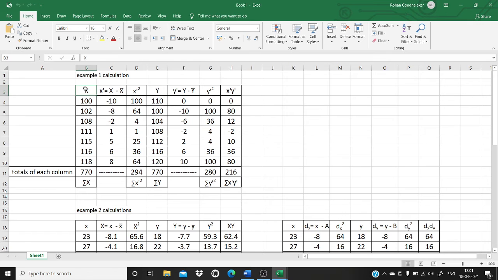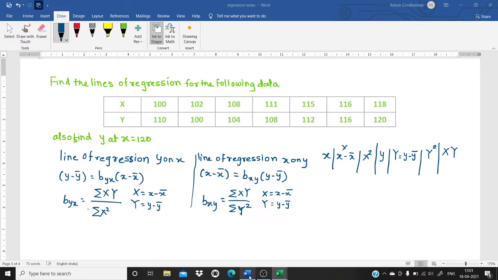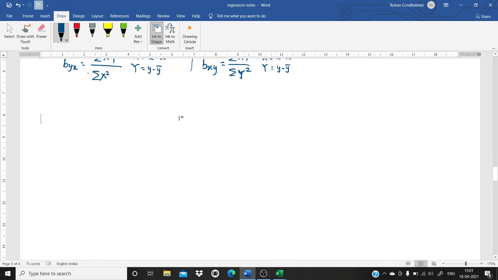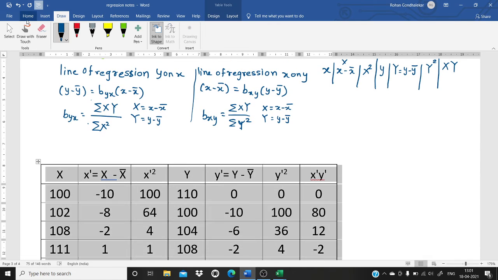See, this is the first example which I did. I'm just going to take a copy of this. Here is my table.